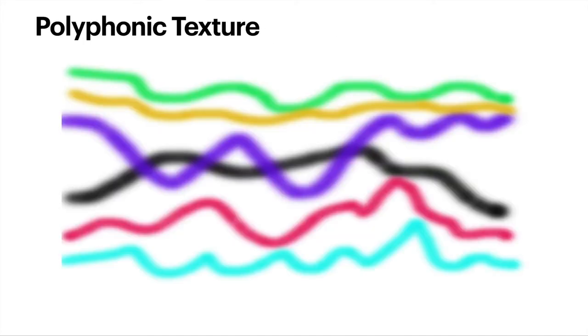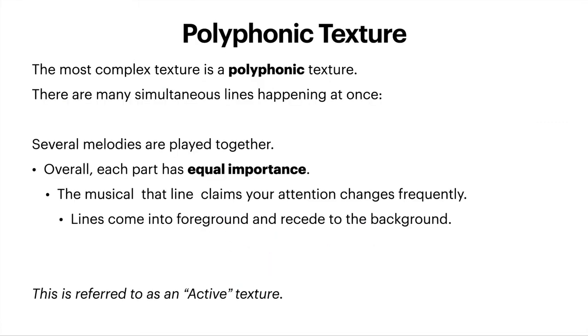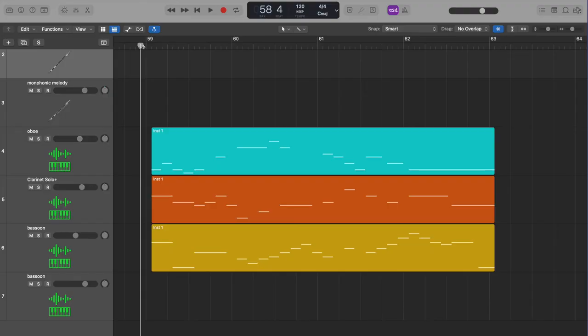To get more complexity, we go to the polyphonic texture. This is the most complex type of texture, and this has many simultaneous lines happening at once. So it's kind of like having several melodies being played together. The important thing is each part is equally important. But sometimes we pay attention to one part, other times we pay attention to another one. So lines come into the foreground and then recede into the background. So we often refer to this as an active texture. Here's an example of a polyphonic texture.